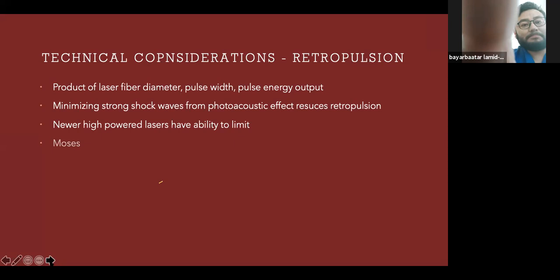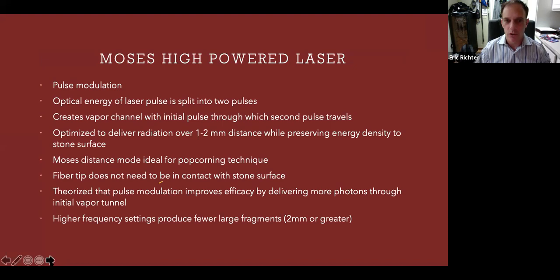Okay, next. So the Moses high powered laser, this is what you have. It does so by modulating the pulses. So the optical energy of the laser is basically what it does. It splits it into two pulses, and it somehow creates a vapor channel with the initial pulse, and then that allows the second pulse to travel through it. And it's optimized to deliver the radiation over a 1 to 2 millimeter distance while preserving the energy to the stone surface. And so as a result, the Moses distance mode, I don't know if you've seen that, that's an option on your machine.